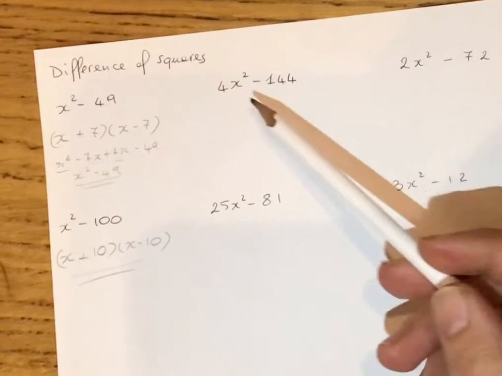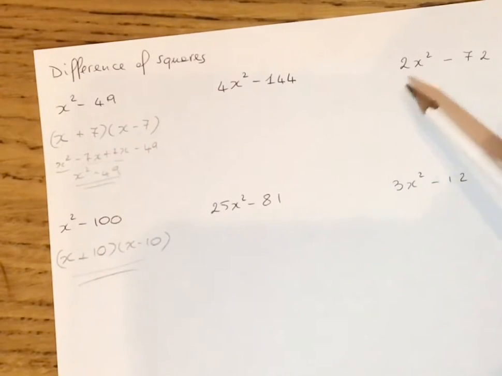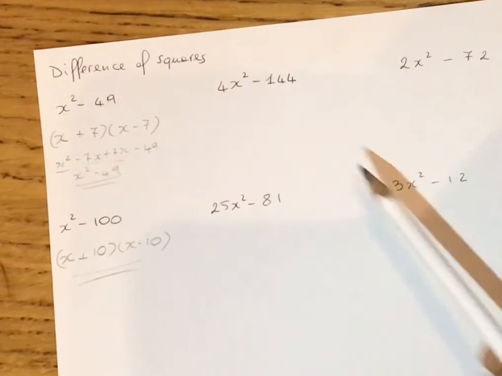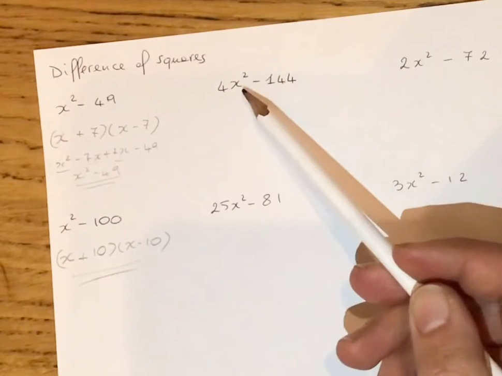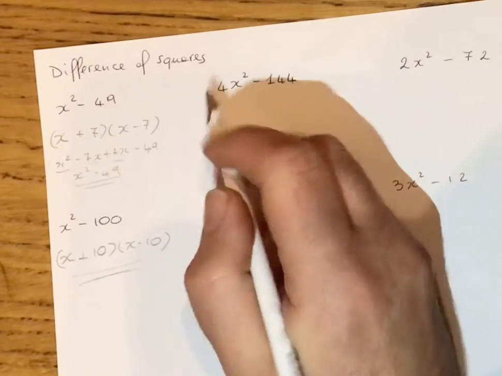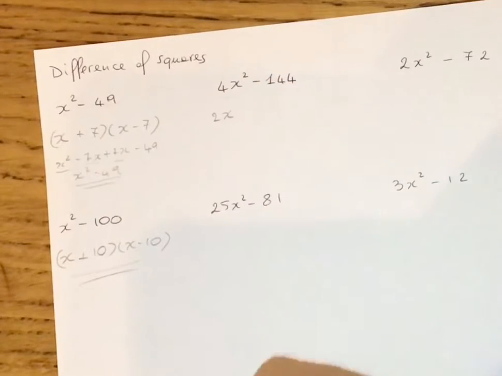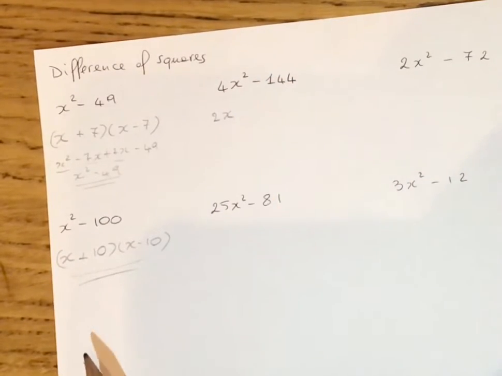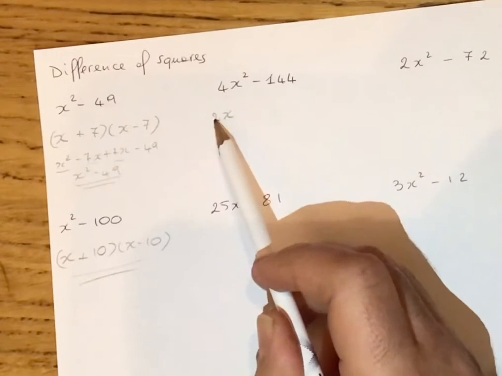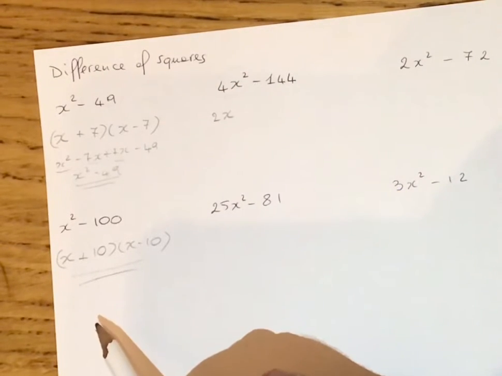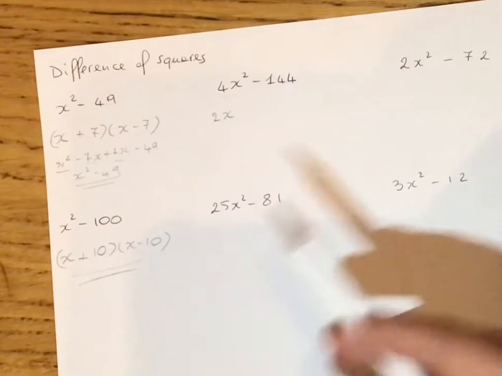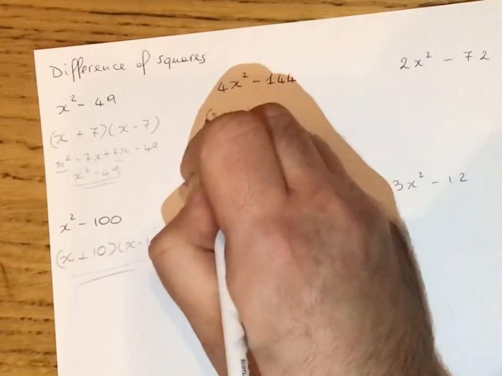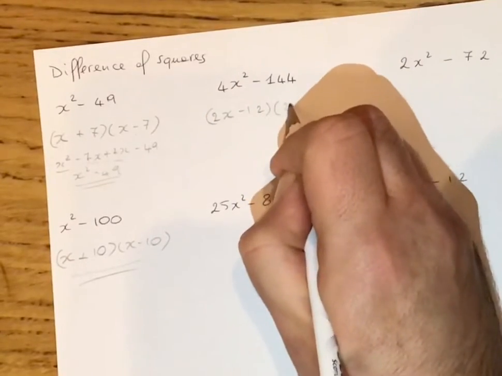Okay, now 4x squared minus 144. What squared is 4x squared? 2 times 2 is 4, x times x is x squared, so that means that 2x times 2x will give you 4x squared, so the square root of that is 2x, because the square root of 4 is 2, and the square root of x squared is x. 144, the square root of 144 is 12, negative 12 and positive 12.